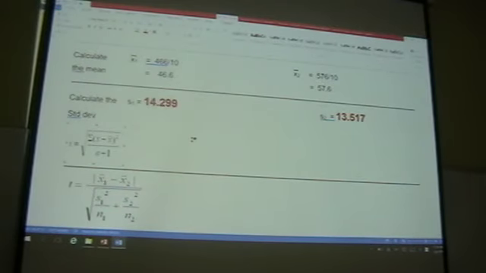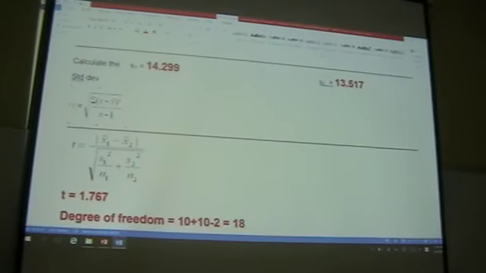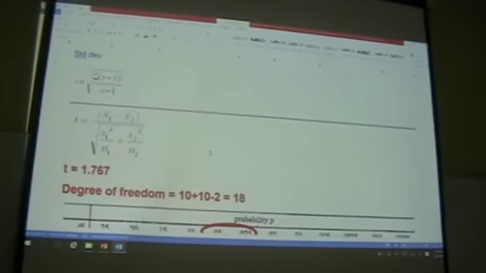So after you do your calculation, your t value is 1.767. Degree of freedom is, how do you get 10? Let me show you how to calculate degree of freedom. Degree of freedom is based on sample size. Look at this: spray with water, how many plants? 10. Spray with hand, 10. So the sample size for the first group is 10, plus the second group is 10, minus 2. So n1 plus n2 minus 2. Your degree of freedom is 18.